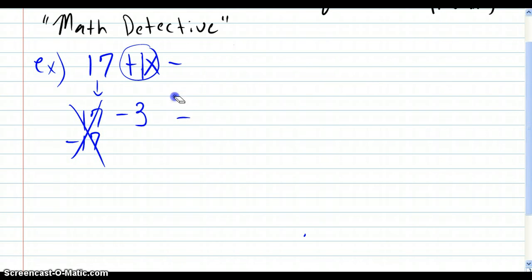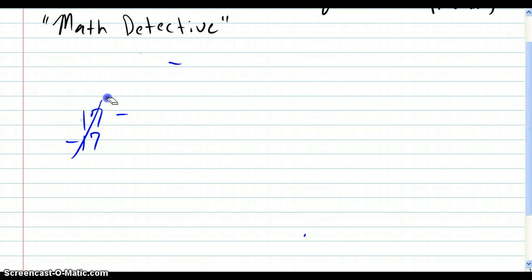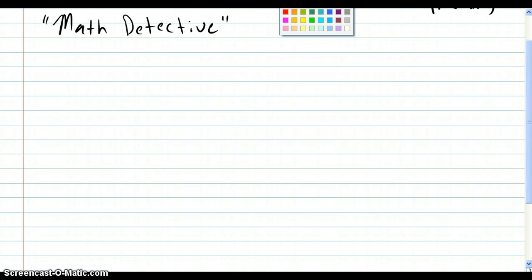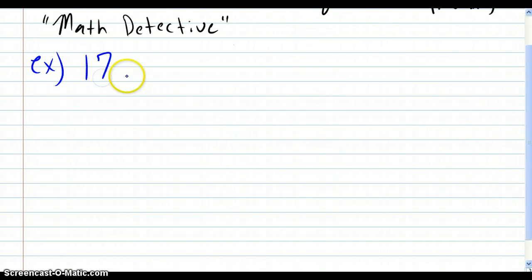Let me erase this. This is something else. Okay, one more example. Let's see. 17 plus x minus 4x equals negative 4.